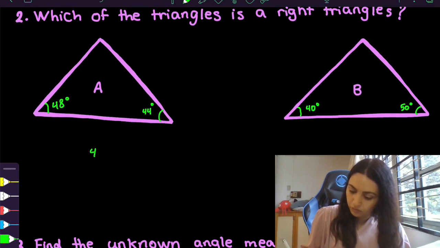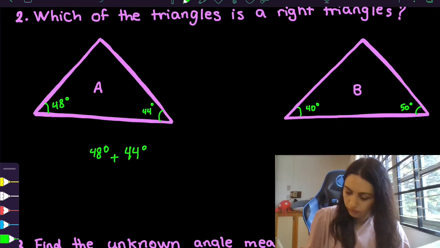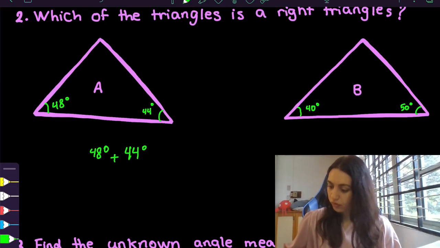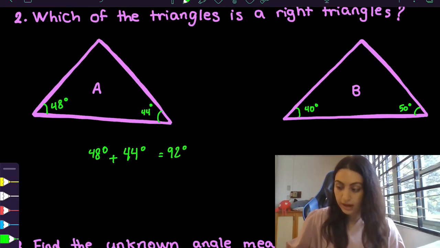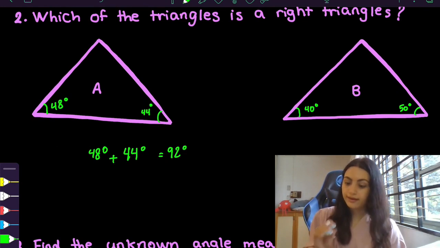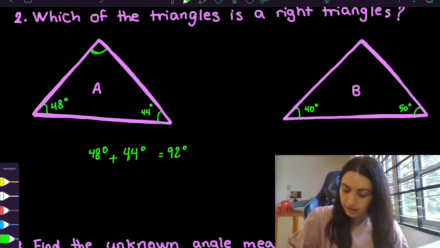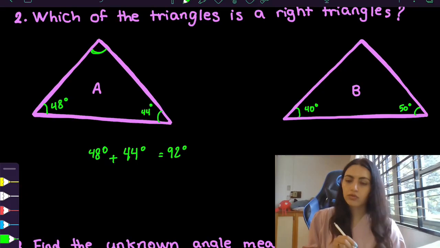So we say 48 degrees plus 44. What is 48 plus 44? It is 92. It's not 90, it's 92. So the rule only applies if the two angles equal 90. So I know for sure the other angle, this angle here, is not going to be 90. It's going to be something different.